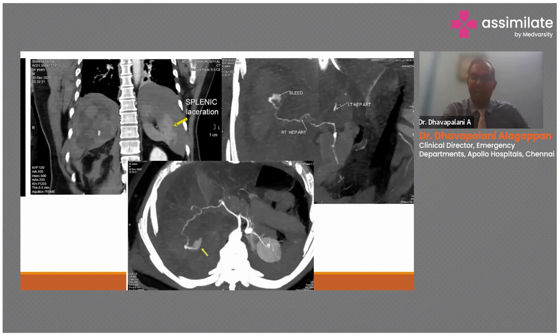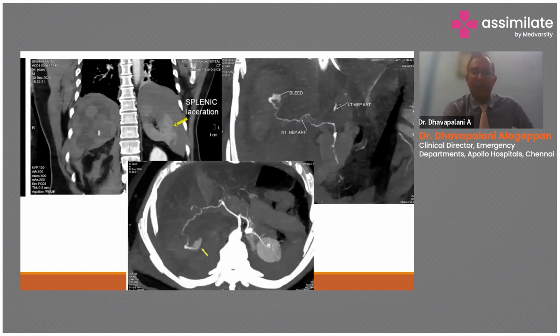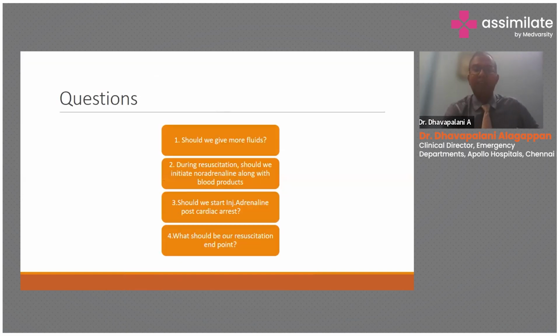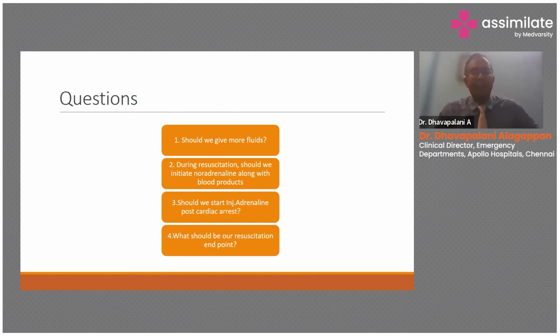So this guy had to be referred to the interventional radiologist. In a way, the surgeon's stand was vindicated. "I did tell you that I want a CT," was what he said. And to his credit, this guy was treated with interventional intervention. The radiologist coiled the hepatic artery, and that way he was saved.